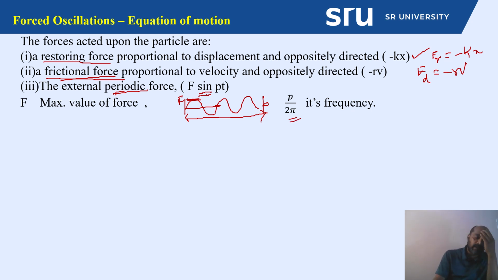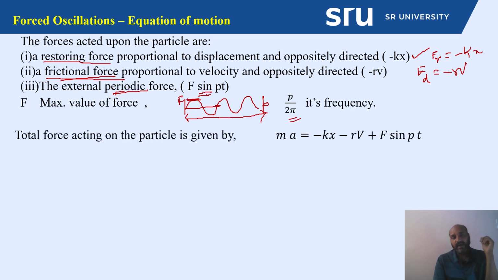Now, if these three forces are responsible for the oscillations, we'll sum them up. We'll calculate the sum of these forces. What does it mean? This net force is equal to the restoring force plus the dissipation force plus the external periodic force F sin pt. And this net force is responsible for the acceleration of the oscillator. So if you use Newton's second law, this F net can be replaced with ma.